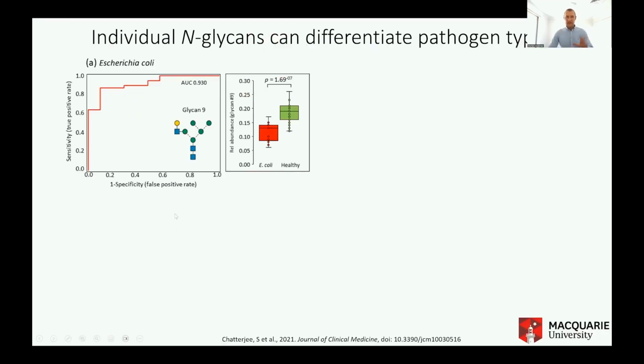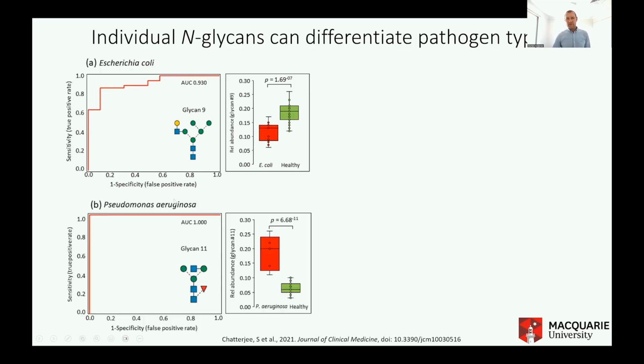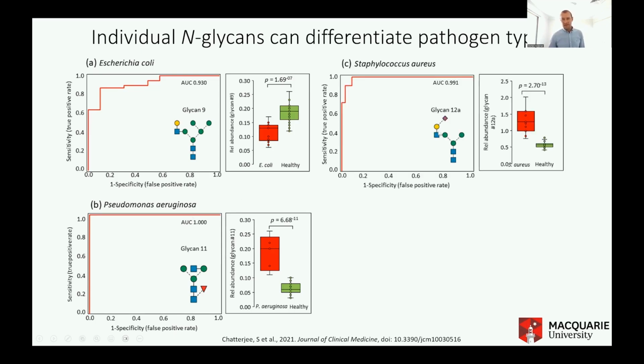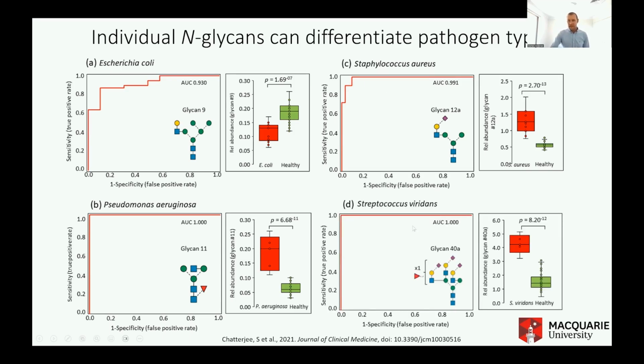So that was using the entire glycome, but we also saw that individual glycans can in fact differentiate between the pathogen types. Here we see glycan 9 stratifies nicely healthy individuals from E. coli. Glycan 11 stratifies healthy individuals from P. aeruginosa. 12A, so that's the isomer, stratifies Staph aureus, as well as glycan 48 here, Strep viridans.